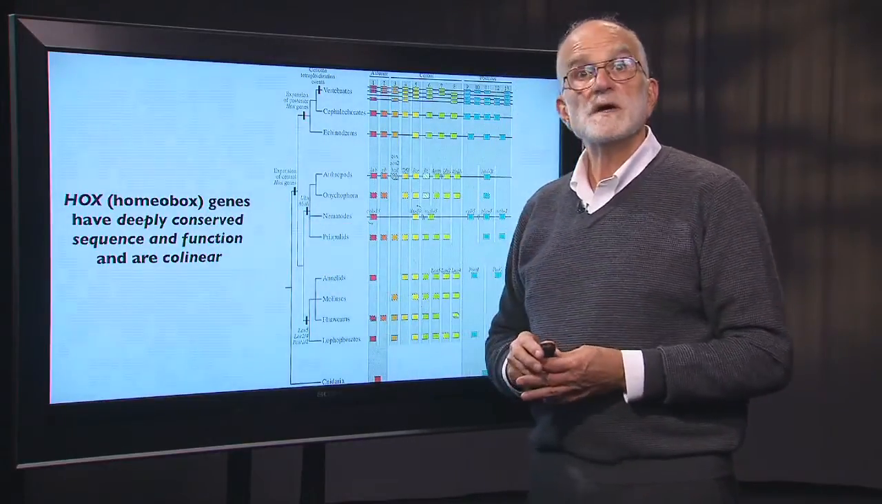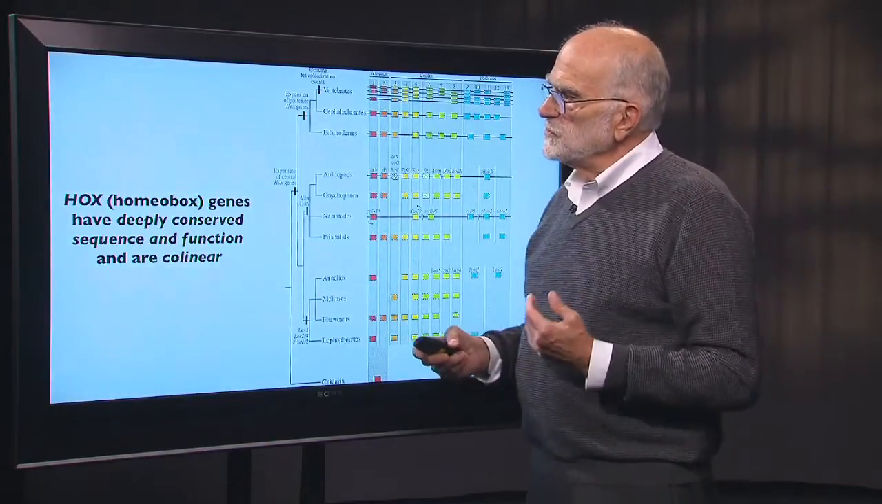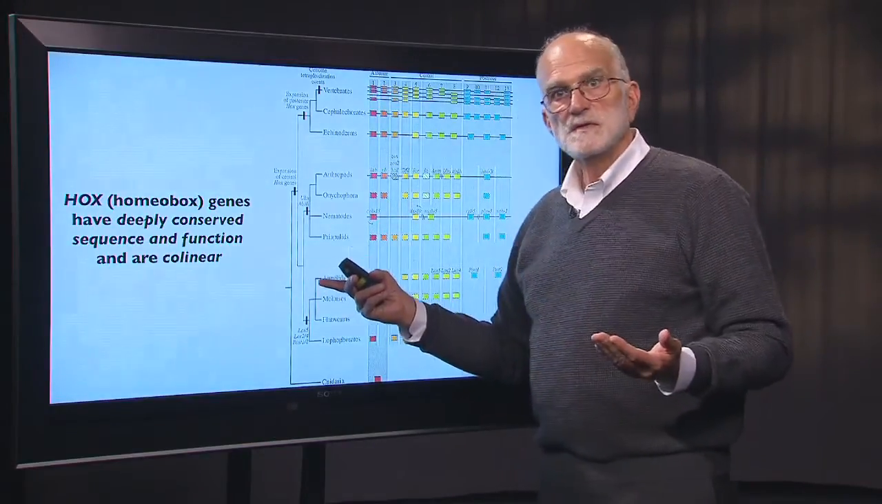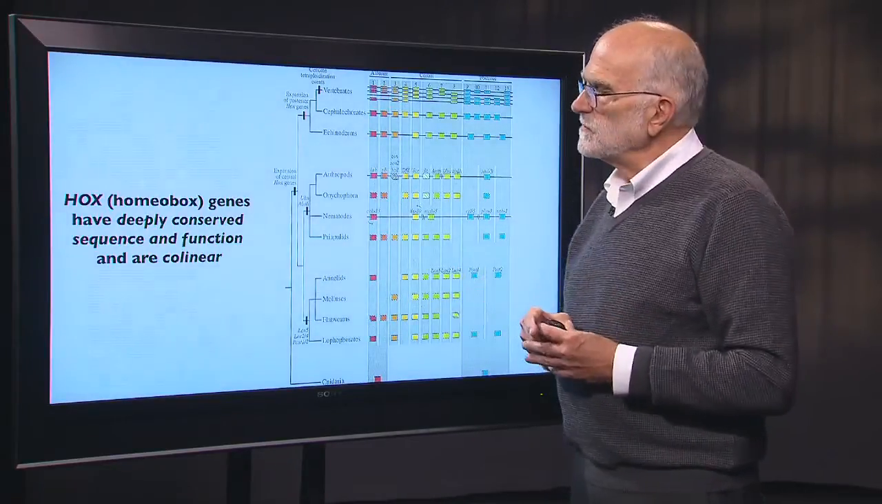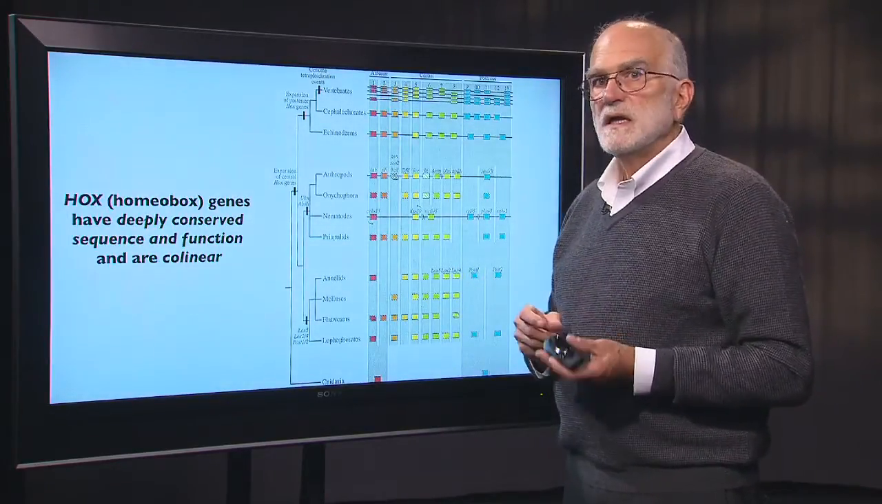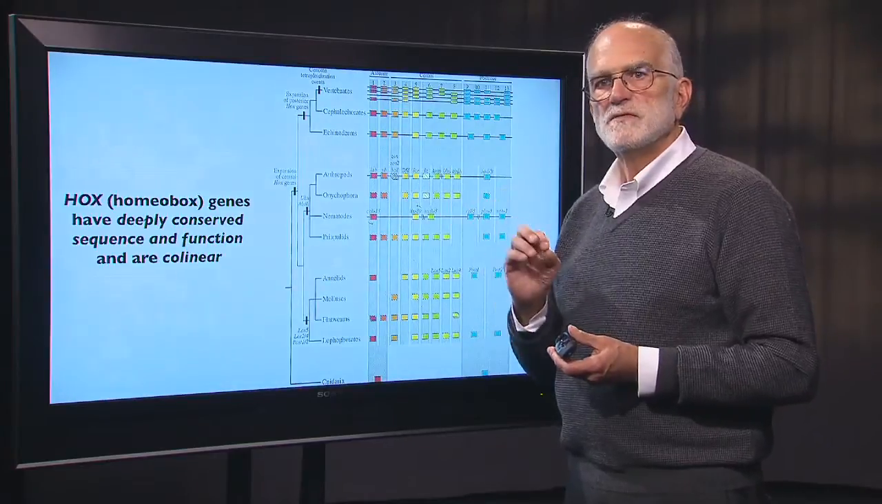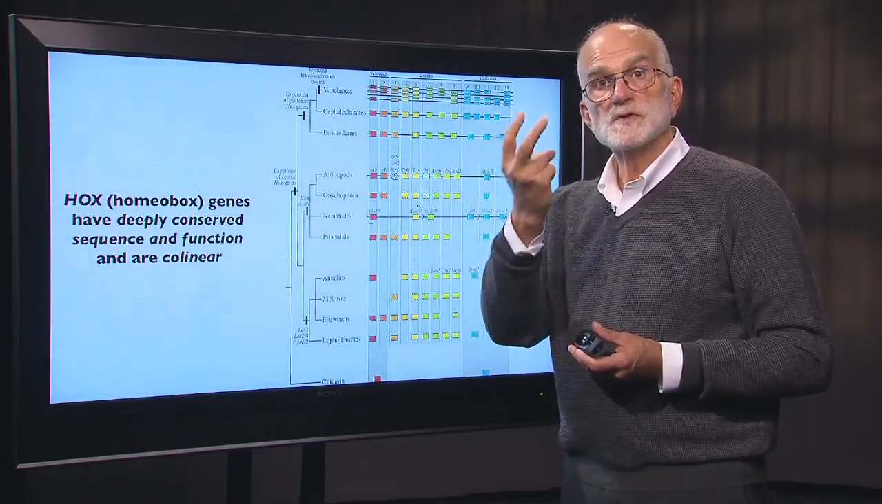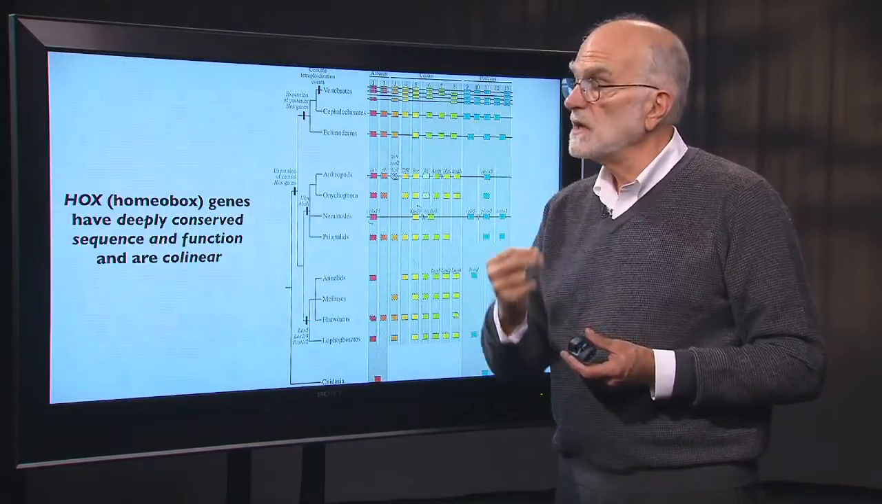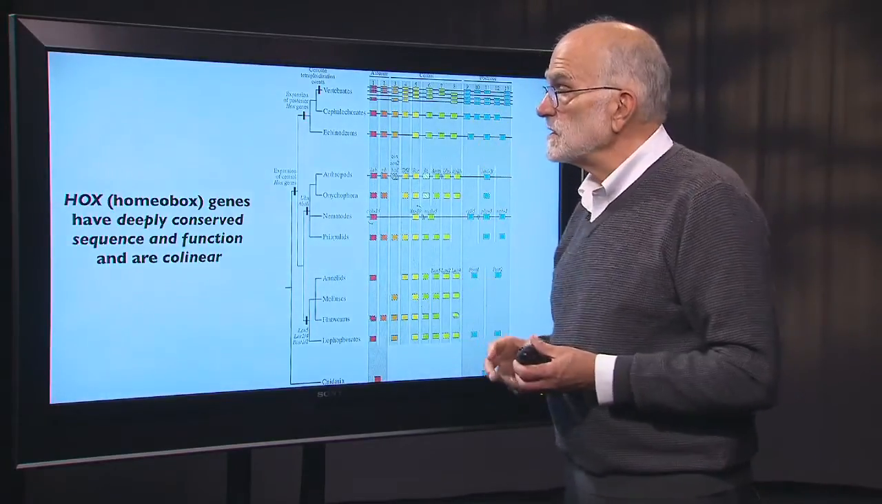Homeo comes from homeotic. That refers to mutations in these genes that cause major changes in body plans. One of the first was bithorax. It was a mutation in Drosophila that caused Drosophila to have four wings, two pairs of wings, rather than just one pair of wings.